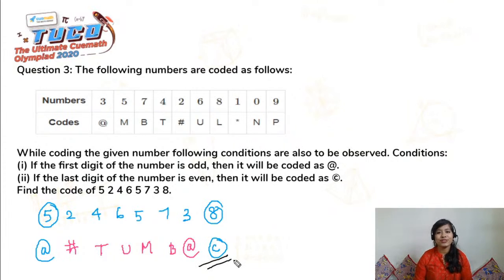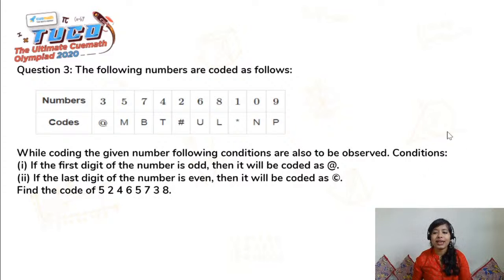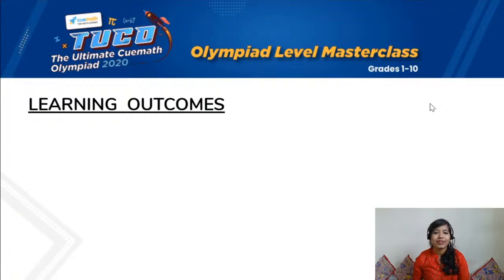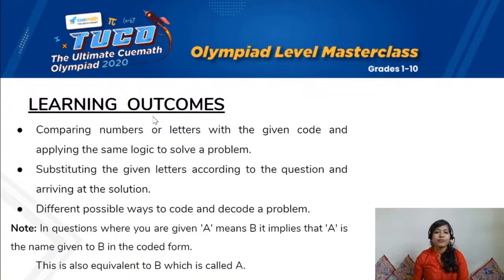I hope the question was clear to all of you, and I hope all of you enjoyed the session. Now we are quickly going to wind up the session with our learning outcomes. So what did we learn in today's session? We learned to compare numbers or letters with the given code and apply the same logic to solve a problem, which we did in our initial two objectives. Substituting the given letters according to the question and arriving at the solution was our third objective. And different possible ways to code and decode a problem.